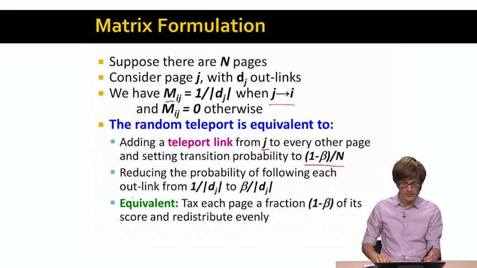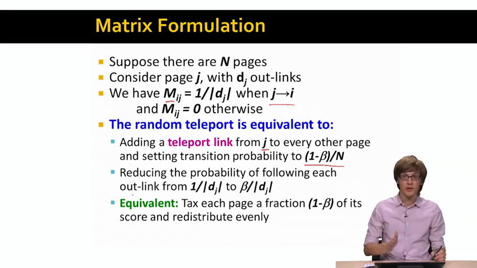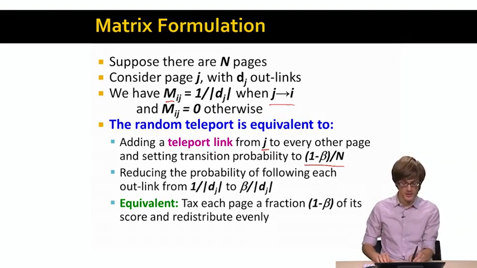This also means that on all the other links of the web graph, we have to reduce their transition probabilities, right? So the transition probabilities go from 1 over the out-degree of node j to beta times 1 over the out-degree of node j, right?